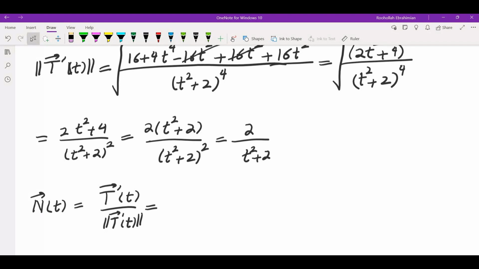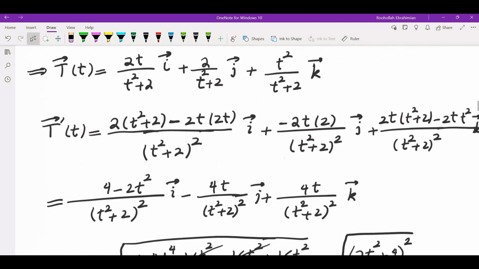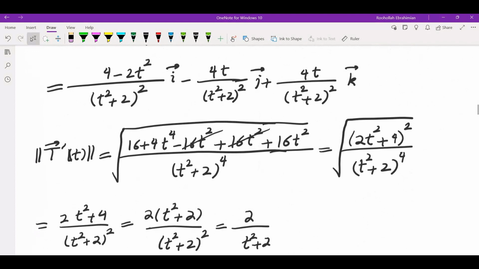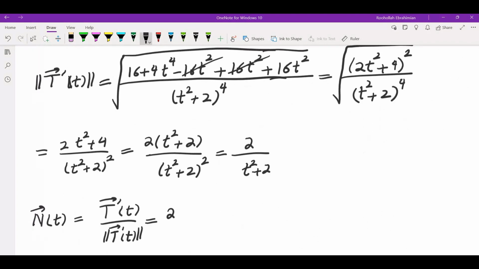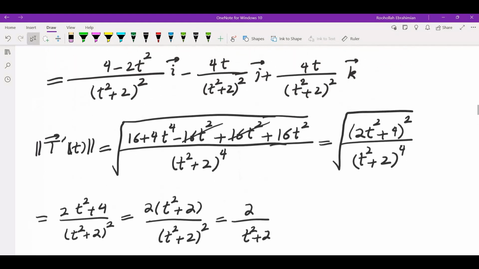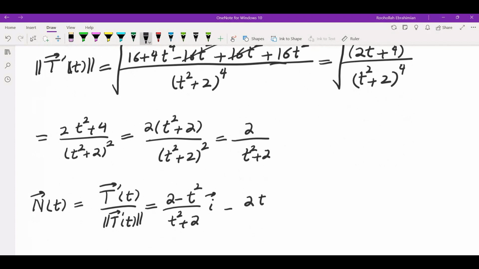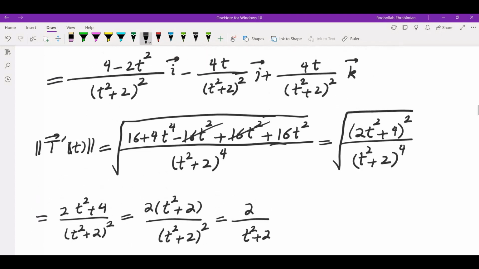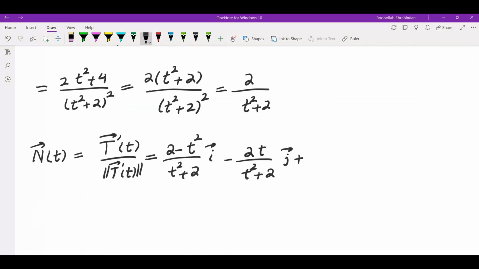Now, T prime already had a t squared plus 2 at the bottom. So if we look at T prime, we could get rid of one of the t squared plus 2's at the bottom and get rid of the 2. So we get (2 minus t squared) over (t squared plus 2) i. I divided the numerator by 2 and I divided the denominator by t squared plus 2, minus 2t over (t squared plus 2) j, and finally plus 2t over (t squared plus 2) k.